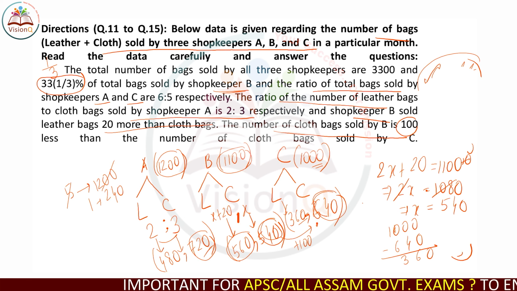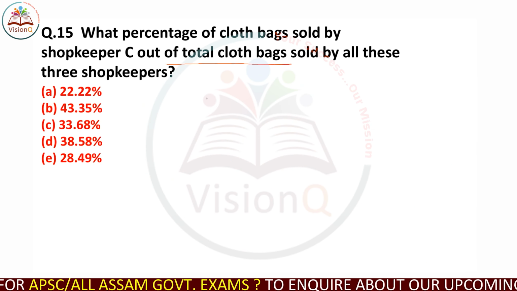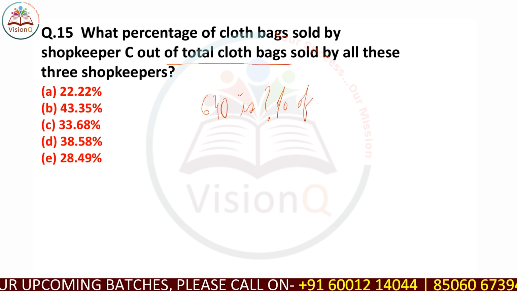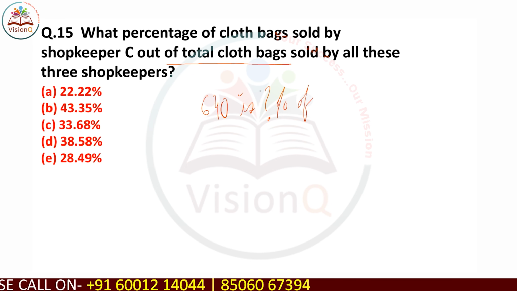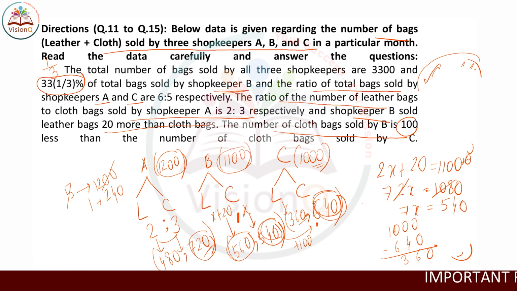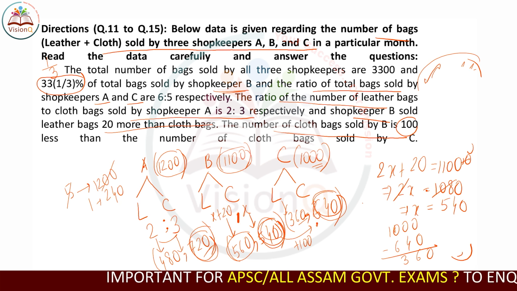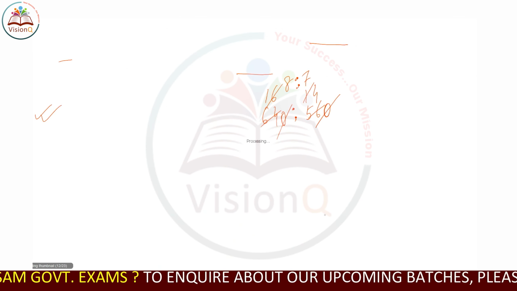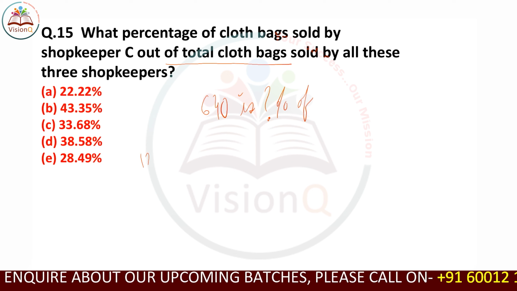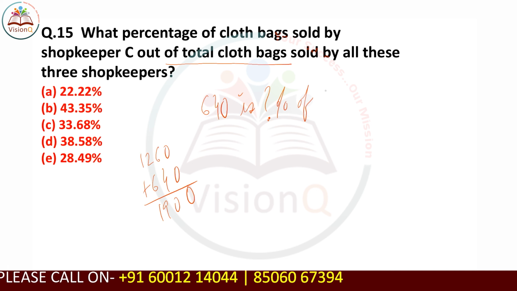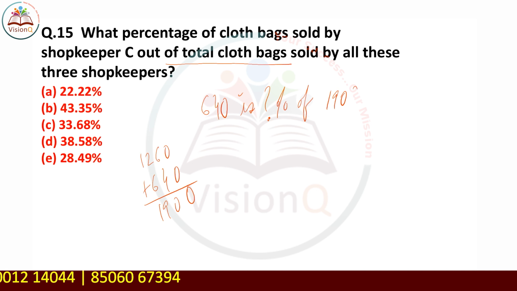Cloth bags sold by C is 640. So 640 is what percentage of the total cloth bags sold by all 3 shopkeepers? If I add the total, it is 720 plus 540, which is 1260. I have just found that out. So 1260 plus 640, how much is it? 1900. So 640 is what percentage of 1900?